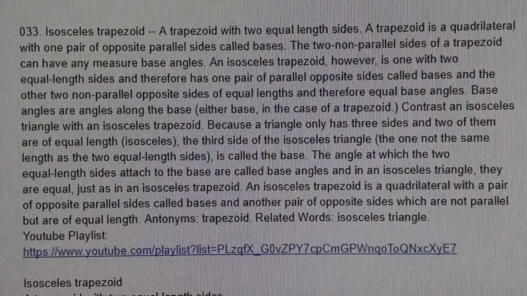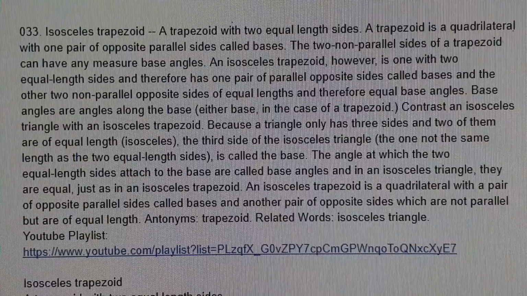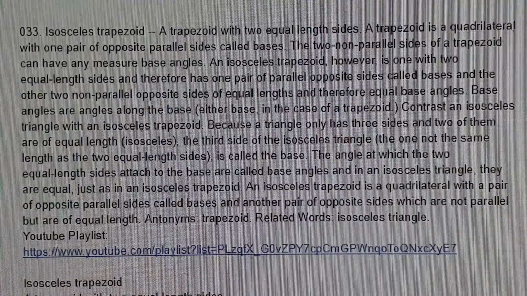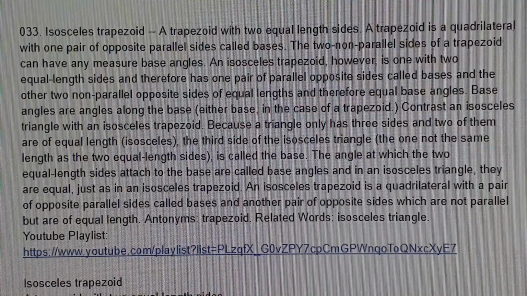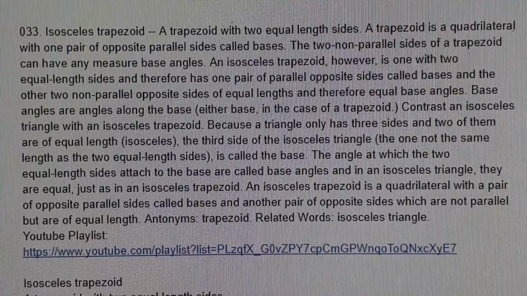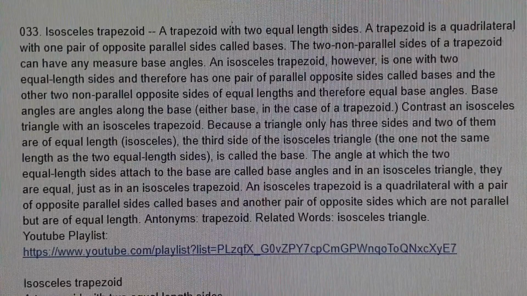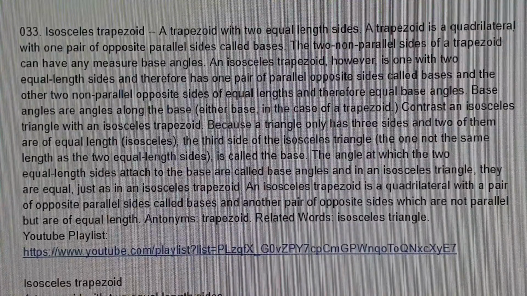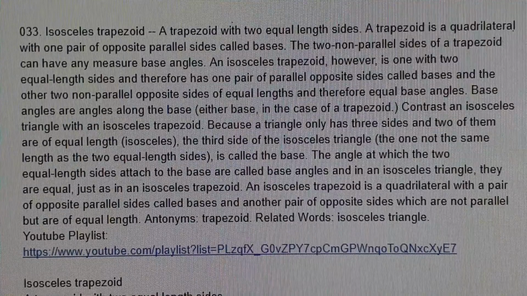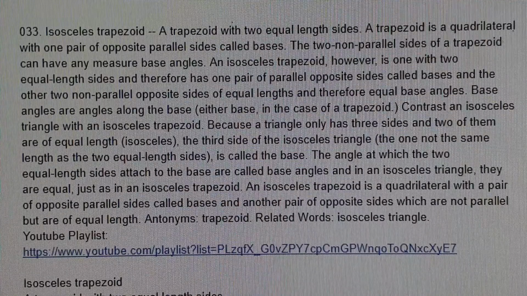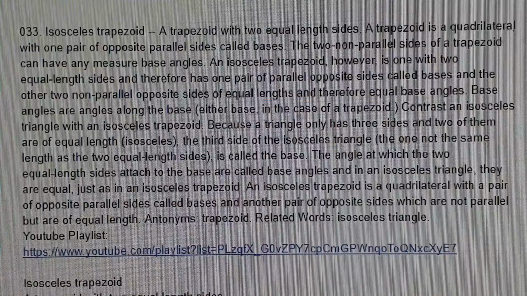Isosceles trapezoid. A trapezoid with two equal length sides. A trapezoid is a quadrilateral with one pair of opposite parallel sides called bases. The two non-parallel sides of a trapezoid can have any measure base angles.